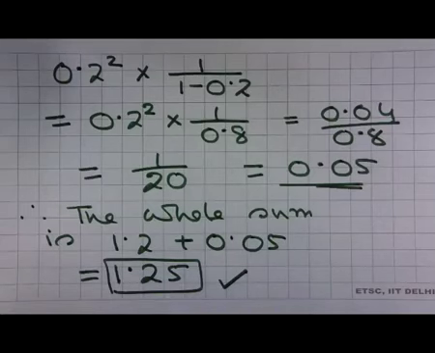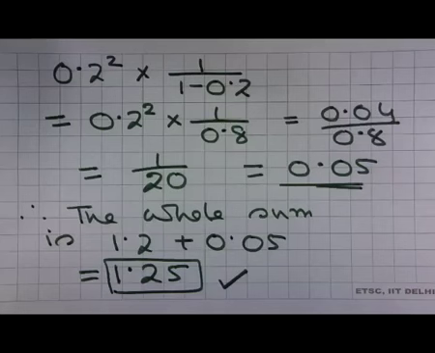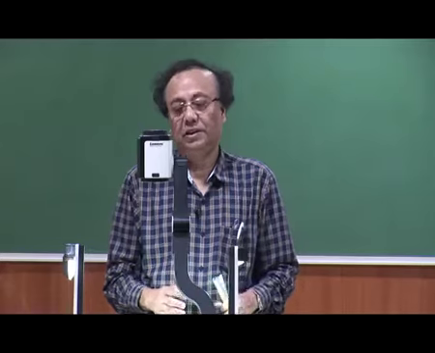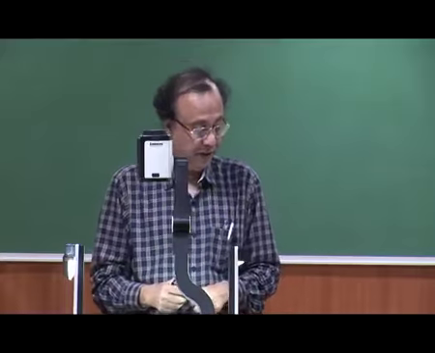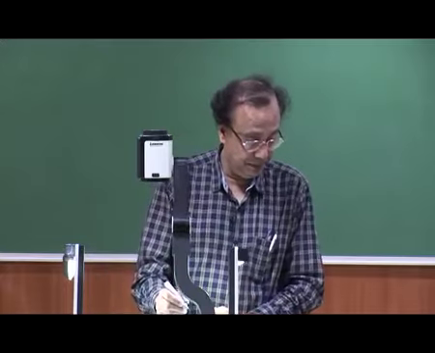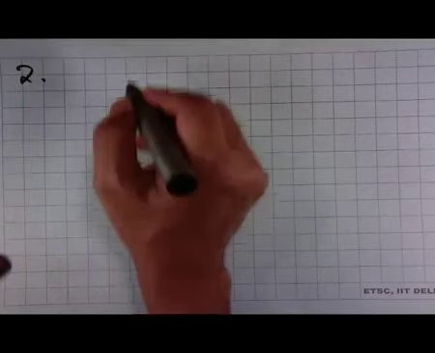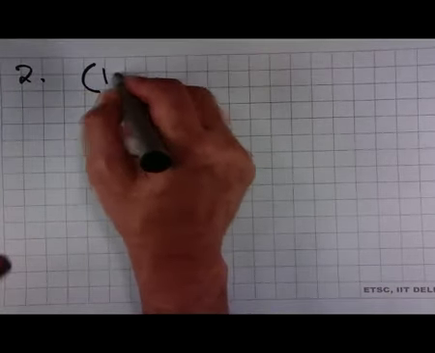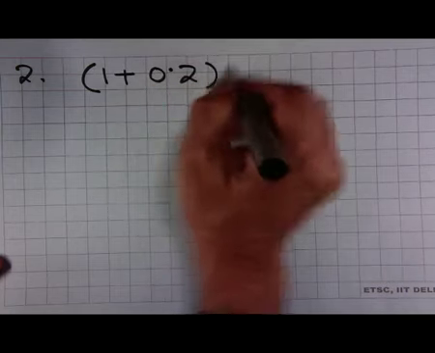So, this example suggests that we can get the right answer by expanding the binomial series the way we have done: (1 minus r) to the power minus 1 is equal to 1 plus r plus r square plus r cube up to infinity. Let us take a very similar problem. Problem number 2. What is (1 plus 0.2) to the power minus 1?